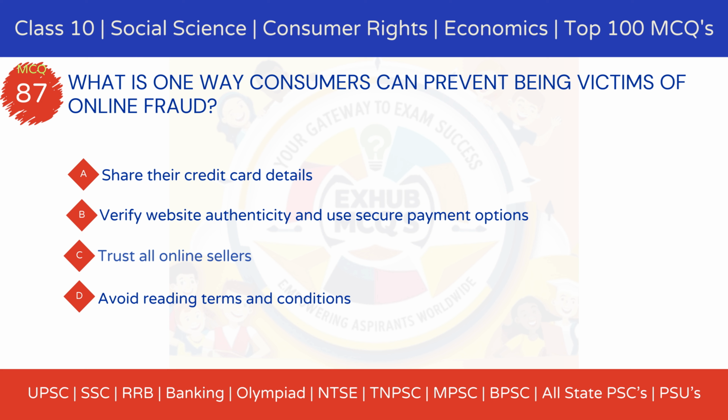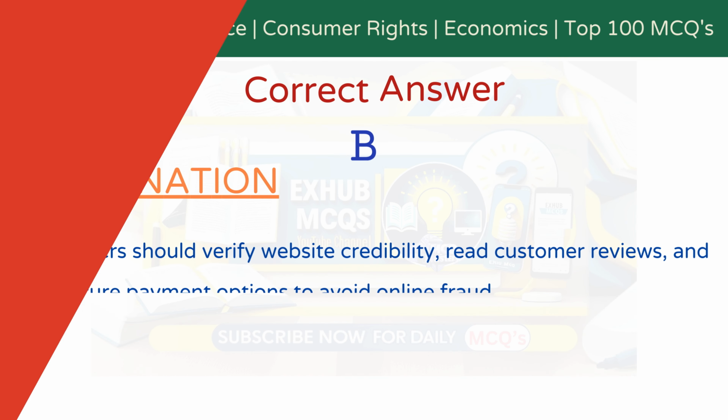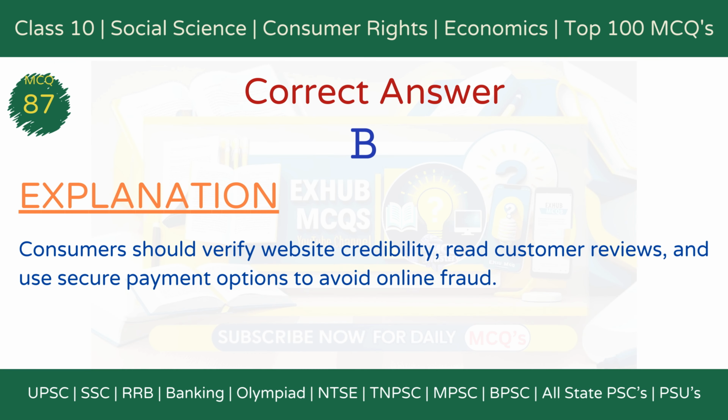Option A, share their credit card details. Option B, verify website authenticity and use secure payment options. Option C, trust all online sellers. Option D, avoid reading terms and conditions. The correct answer is option B, verify website authenticity and use secure payment options. Explanation. Consumers should verify website credibility, read customer reviews, and use secure payment options to avoid online fraud.